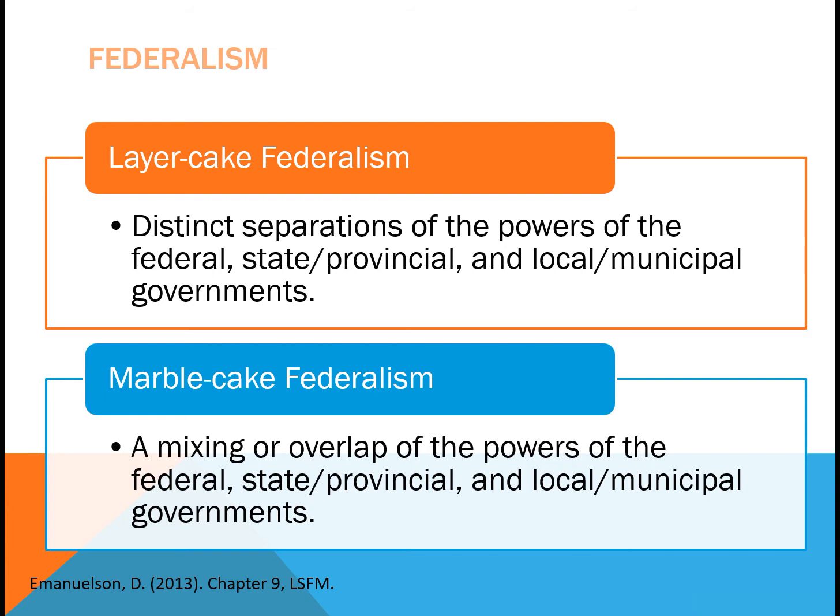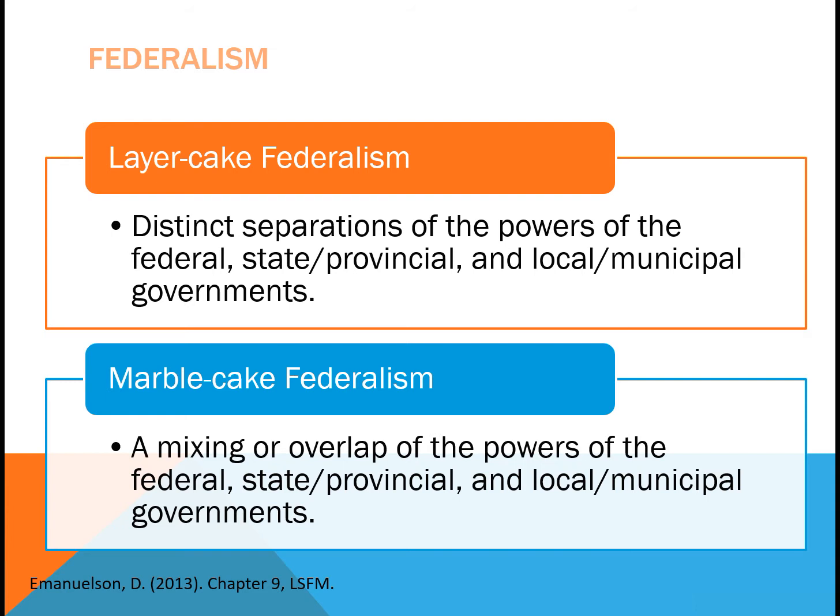In contrast, marble cake federalism is a mixing or overlap of the powers of federal, provincial, and municipal governments. For example, parks is a good example of a marble cake kind of system. Providing public parks is really a blend of all three governments. We have our national parks, we have provincial parks, and we have municipal and even neighborhood parks. And actually, they're often in competition with each other.